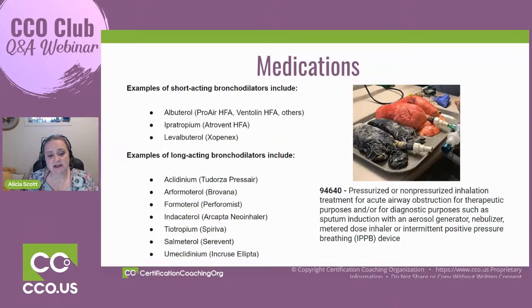The short-acting bronchodilators: albuterol is probably the most common one that you hear about. It comes in liquid as well as an inhalant. I'm pretty sure it even comes in a pill. But Atrovent and Xopenex, I can't remember how you say it. Levalbuterol is what you'll see in the documentation. It's easier to say. These are very common, and they just quickly open up the lungs.